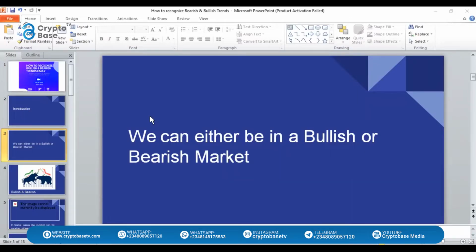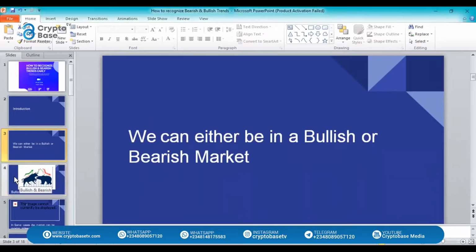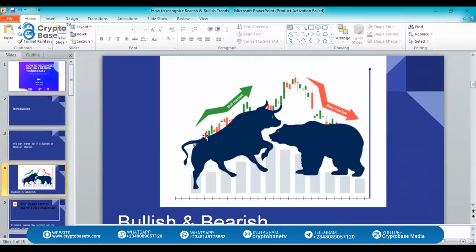We can either be in a bullish or a bearish market. And this is what a bullish market means. This is how it looks in a bullish market. This is what the bullish run is. Look at this nice, cute bull right here. We use animals to recognize these things because the bull goes up and is very, very strong, compared to the bear that goes down, and then red. So this is what the bullish run means.